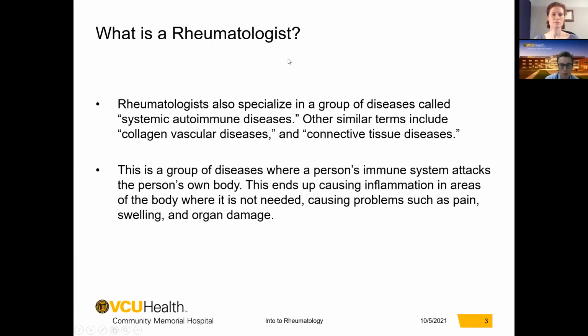Rheumatologists also specialize in a group of diseases called systemic autoimmune diseases. And there are a couple of other similar terms for this group of diseases. Collagen vascular diseases and connective tissue diseases are some of them. So these are a group of diseases with immune system attack on people's own bodies, and this causes inflammation, which results in pain, swelling, and potential organ damage.